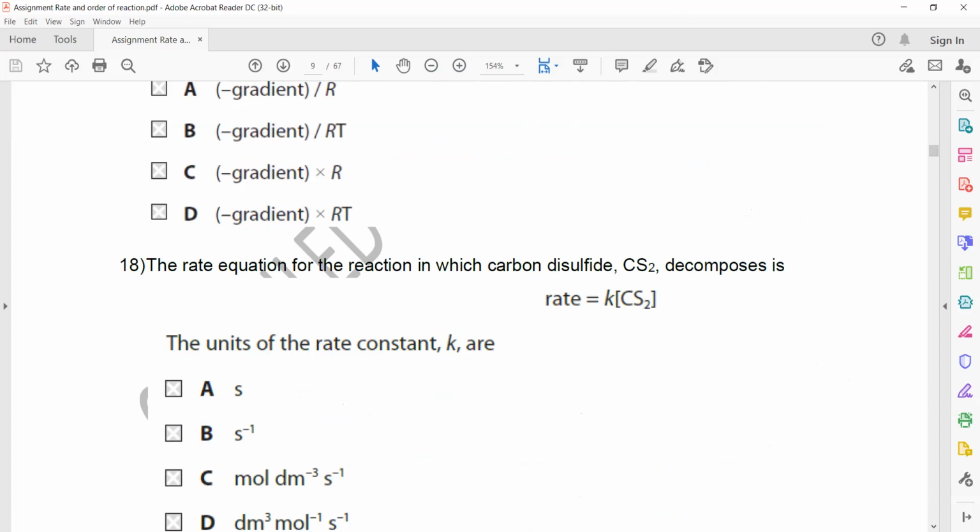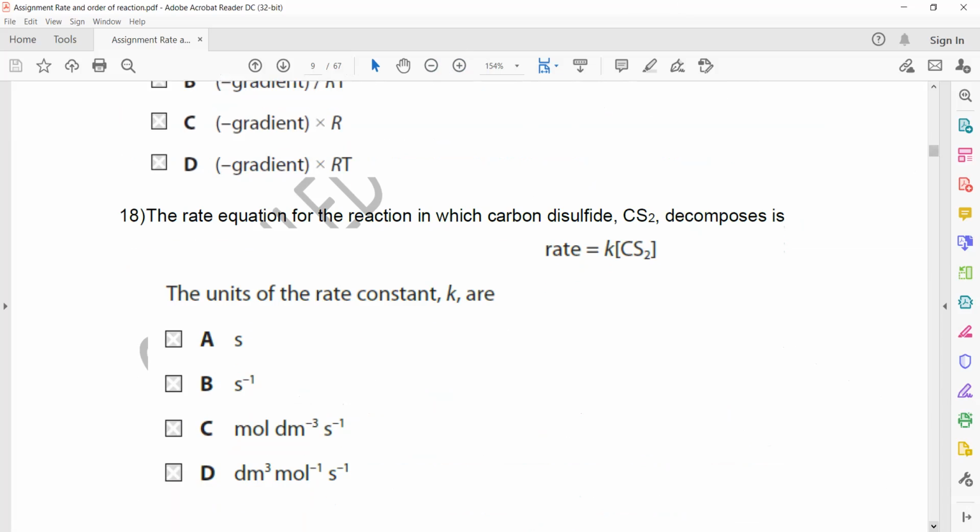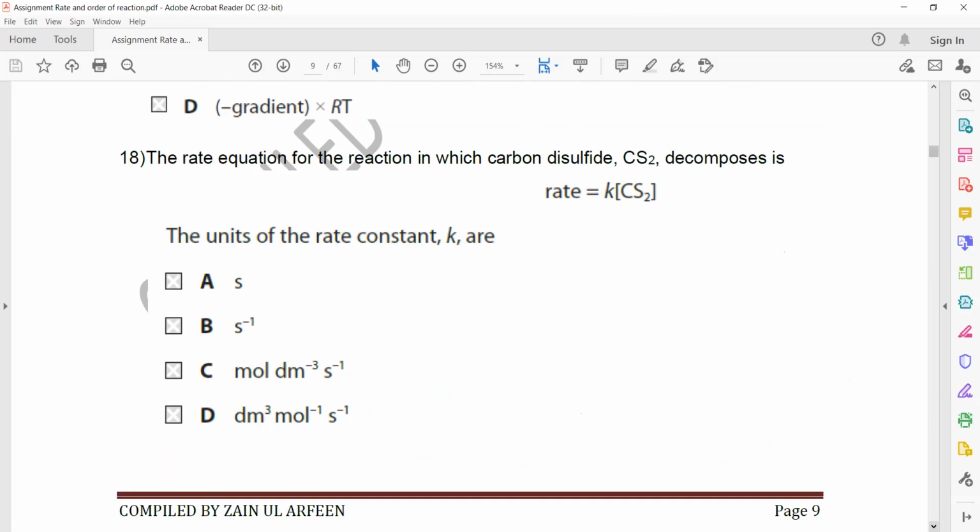The rate equation for the reaction in which carbon disulfide decomposes is given. What will be the unit of k? It's a first order reaction. The unit of rate is moles per dm cube per second, and the unit of concentration is moles per dm cube. So this will cancel, and it will be 1 over second, or second inverse. That's the right answer.